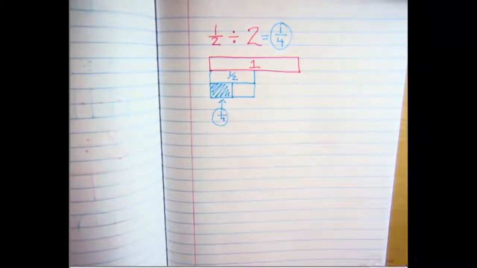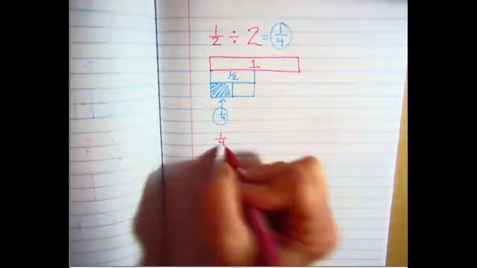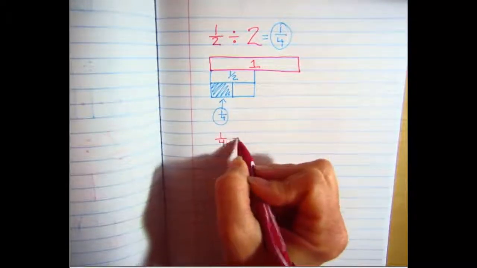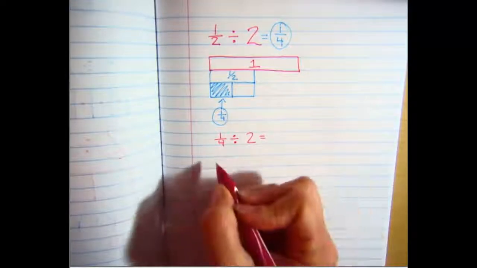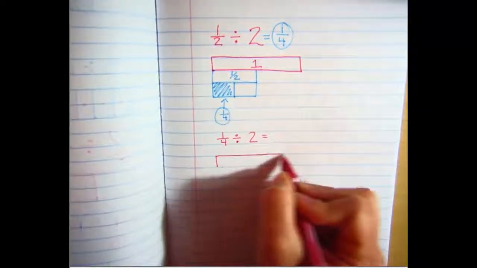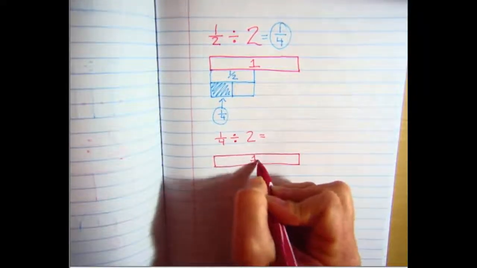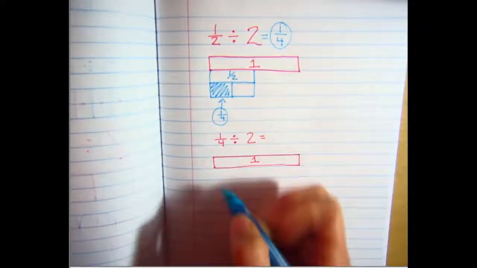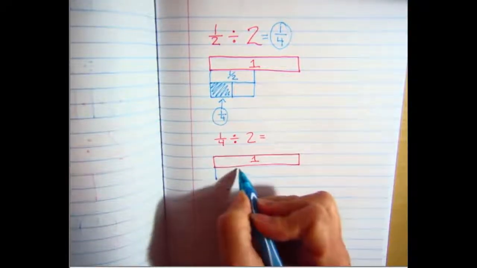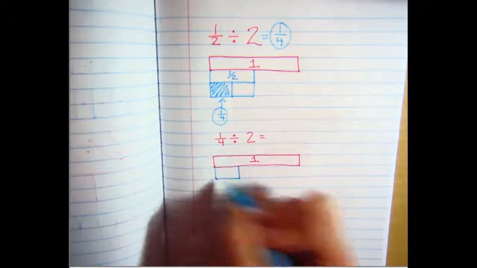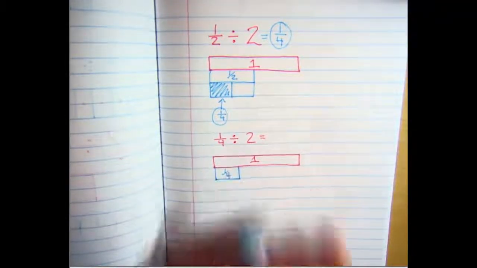I'm going to show you another one with the model. Let's do 1/4 divided by 2. So I'm going to start off with a whole so I know what I'm talking about. It's really hard to draw fourths if you don't know what you're breaking apart. So I'm going to pretend I know exactly where this goes. And I'm just going to draw a little 1/4 box here.